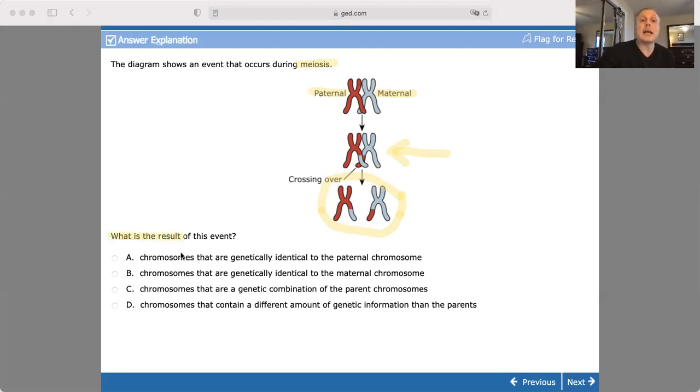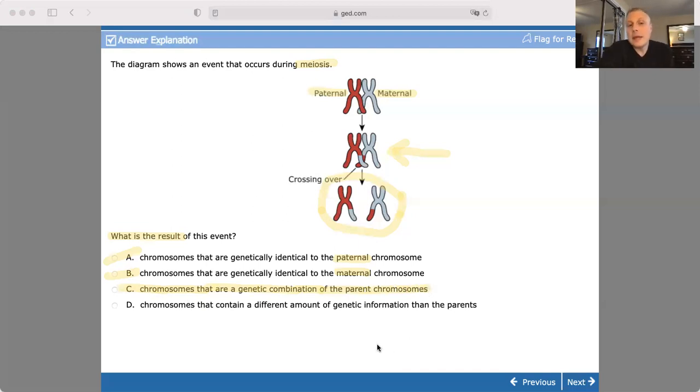So, elimination again here. A says chromosomes that are genetically identical to the paternal. So, they're saying here that both of these look exactly like the father, which is red. Not true. B says chromosomes that are genetically identical to the maternal chromosome. So they're telling us that both kids should look exactly like the mom, which is gray. That's another one that's not true. C says chromosomes that are a genetic combination of the parent chromosomes. That's what we're looking for. It's a combination of both in here.